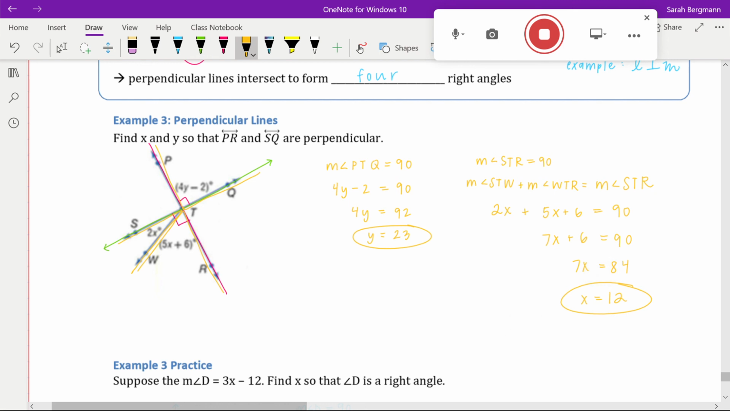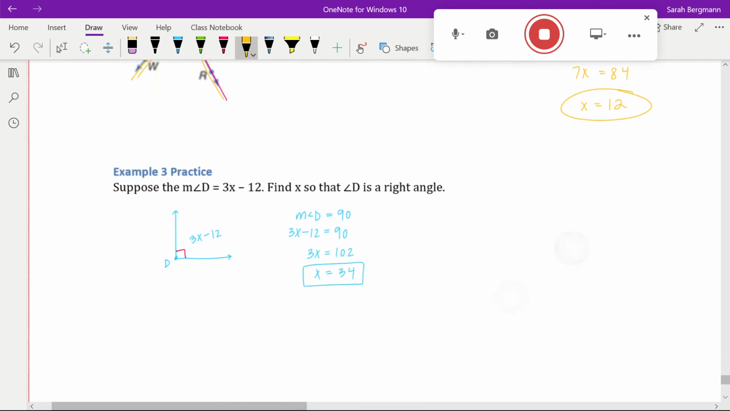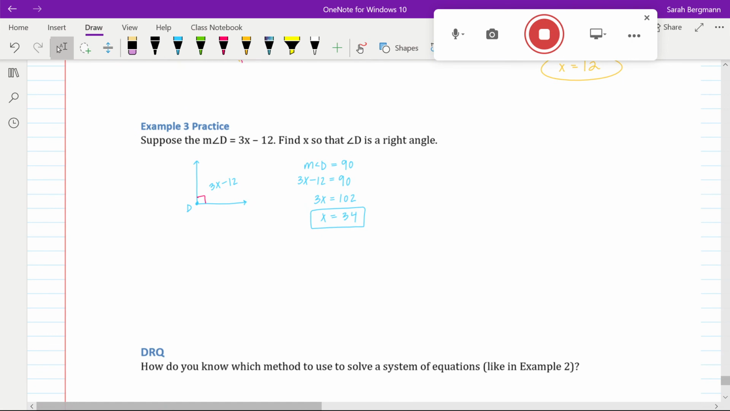Pause the video and try the practice problem below. Here's the solution.